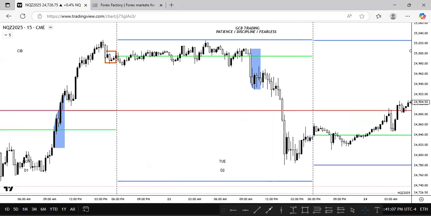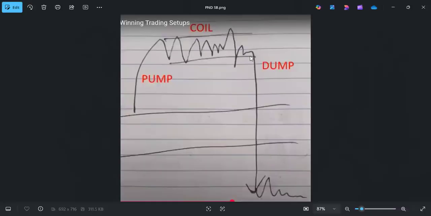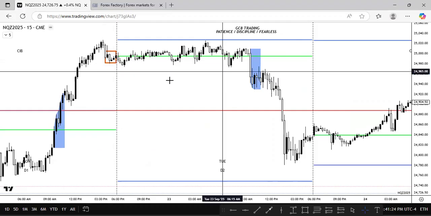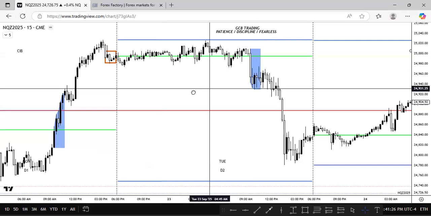So we had the nice pump, coil, and dump. Pump, coil, dump, reversal. It's a reversal, guys. Pump, coil, and dump is just a reversal. So we got that. We had the daily signal and we had the setup. Everything played out.